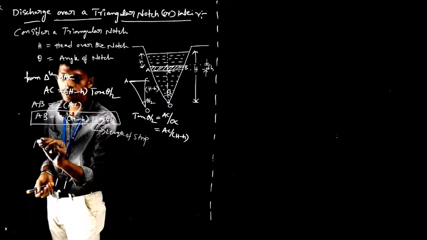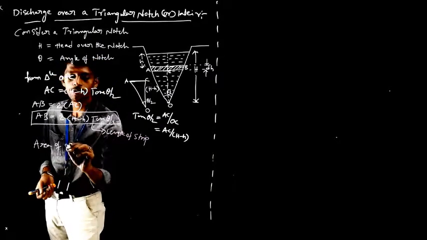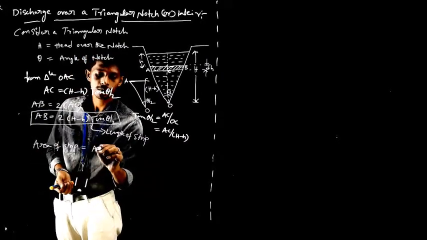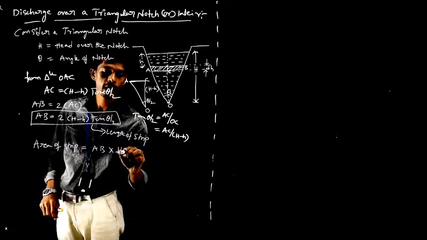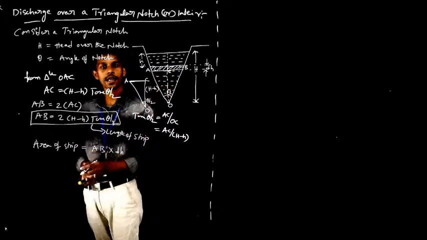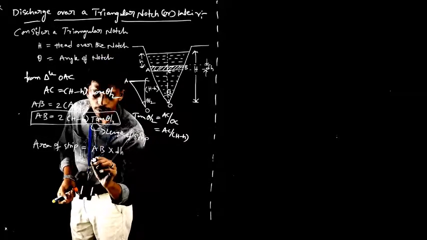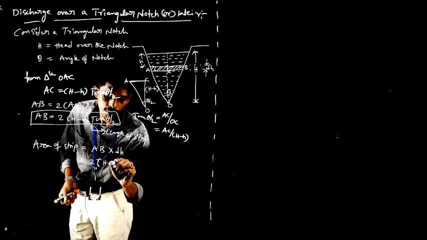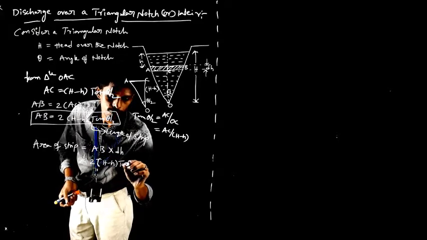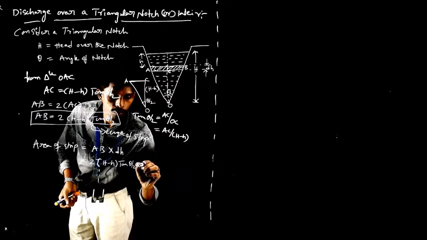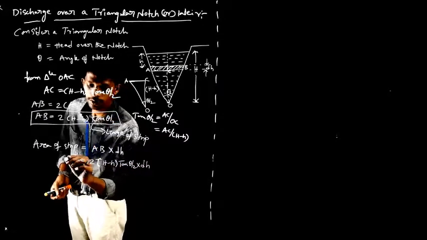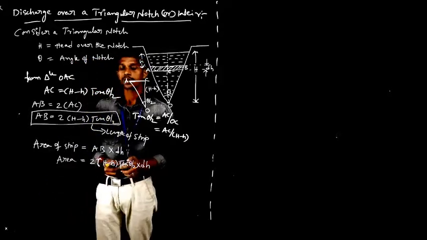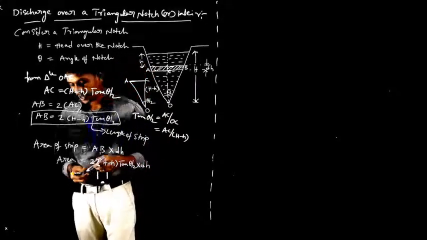Now can we calculate the area of the strip? The area of the strip will be AB multiplied by dh, where AB is this particular length of the strip. So 2 multiplied by capital H minus small h into tan theta by 2 multiplied by dh. So this is the area value. Now we have calculated the area value.